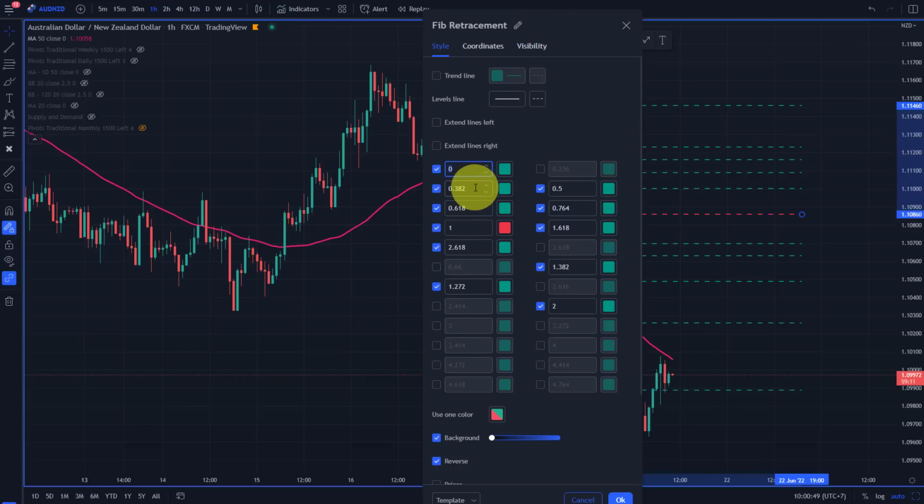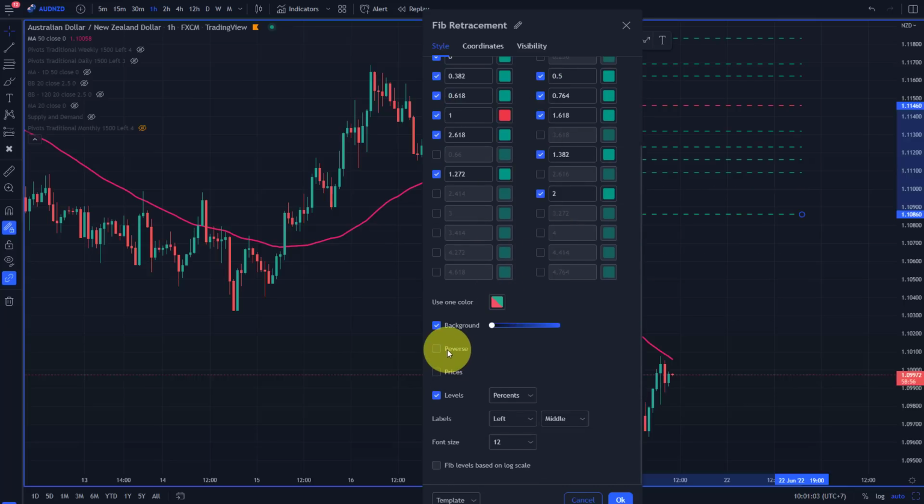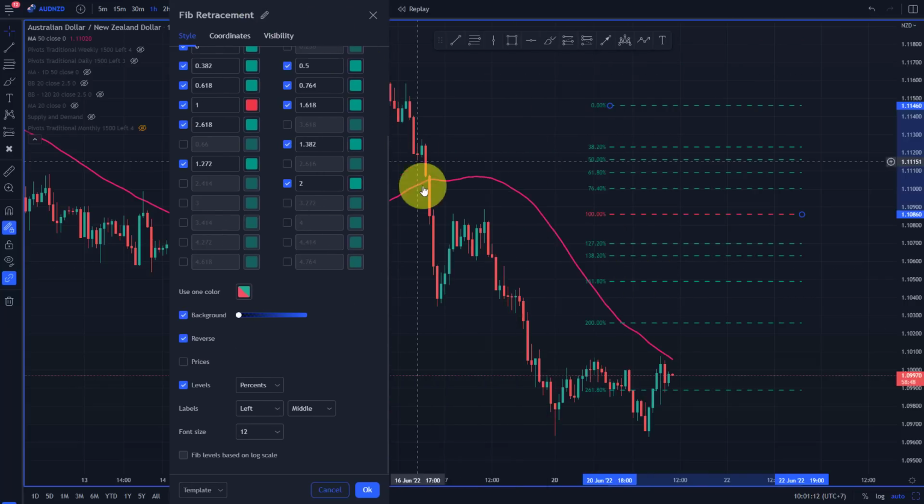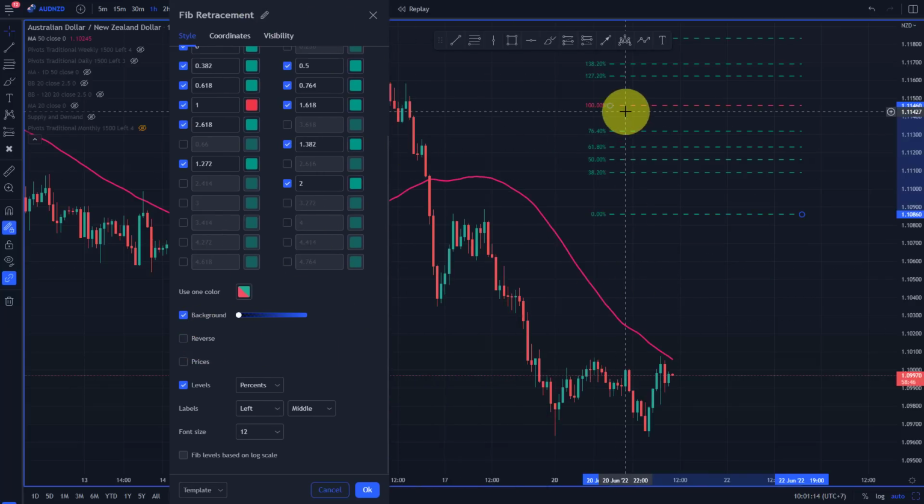What I have is the 38, the 61, 261, 127, 50, 76, 161, 138 and 2, which is the 200. Also here you can see that I use reverse, which people sometimes refer to as drawing them opposite, but that's not the case. I just use reverse because I need to have the Fibonacci extensions. You can see if you unreverse it, then the extensions will be at the top, in the opposite way.